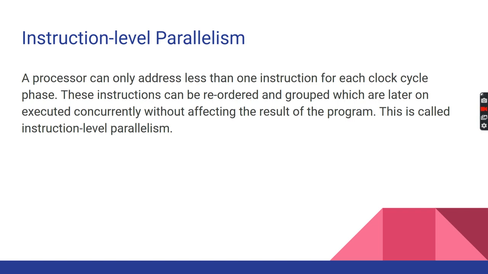Moving on, instruction level parallelism. A processor can only address less than one instruction for each clock cycle phase. These instructions can be reordered and grouped, and later executed concurrently without affecting the results of the program. This is called instruction level parallelism, where this slide states that the parallelism is based on the instructions which are sent to the processor.